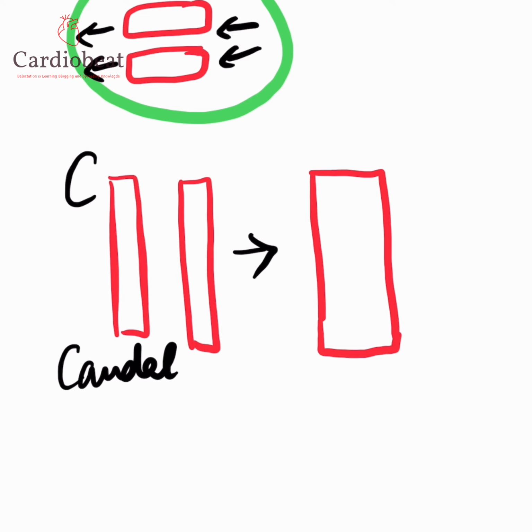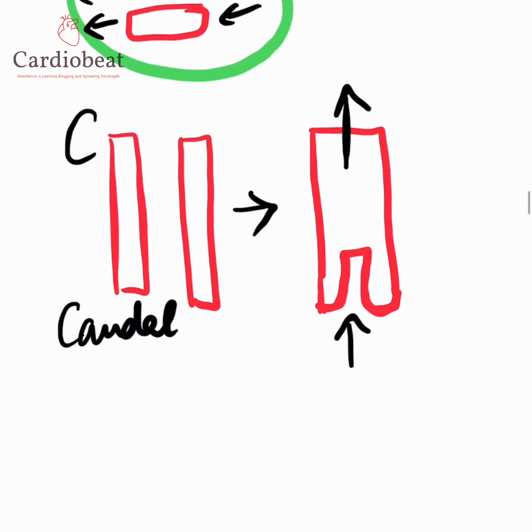Once they combine, they are uncombined at their caudal end, so you get something like this. They are uncombined at the caudal end, while the other ends are combined with each other. Once again, they are receiving blood from the caudal end and pumping towards the cranial end.